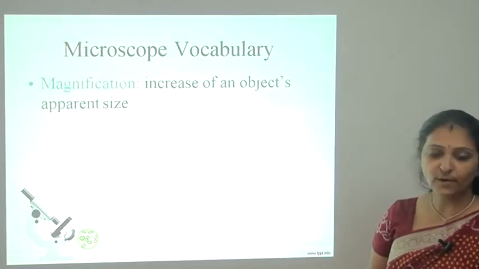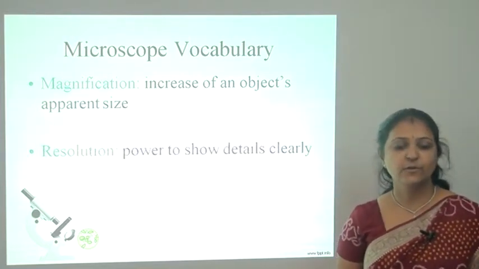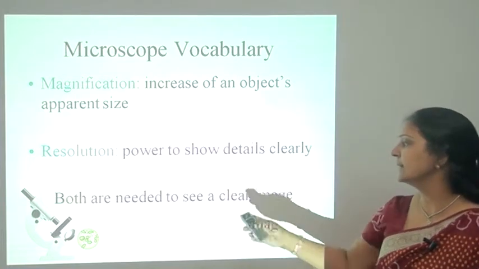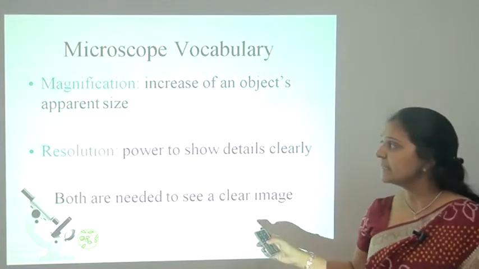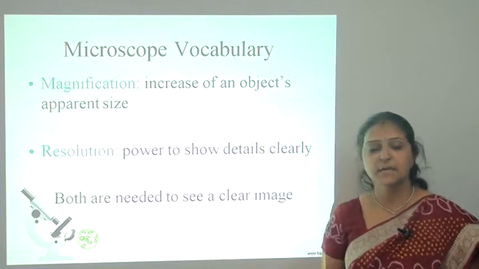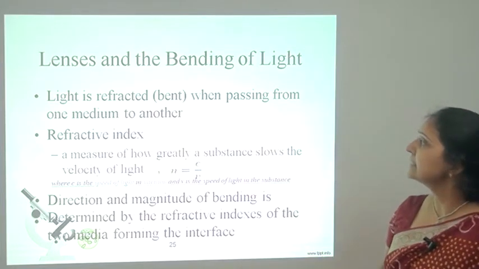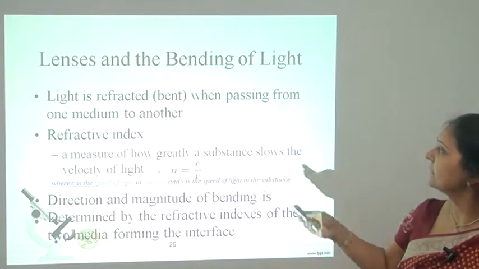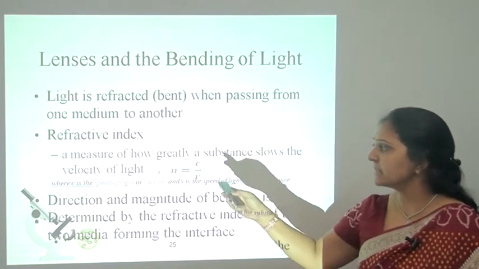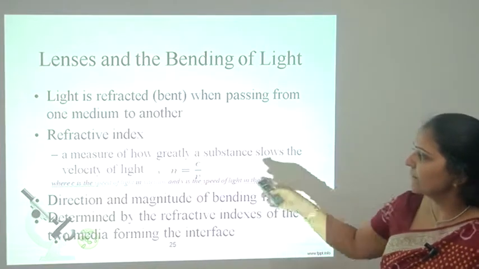Now, what is magnification? It is the increase of an object's apparent size. What is resolution? It is the power to show details clearly, and both are needed to see a clear image. One is the magnification property of the microscope and the other is the resolution property of the microscope. Now, what are lenses and the bending of light? Light is refracted when passing from one medium to another medium. The refractive index is a measure of how greatly a substance slows the velocity of light.